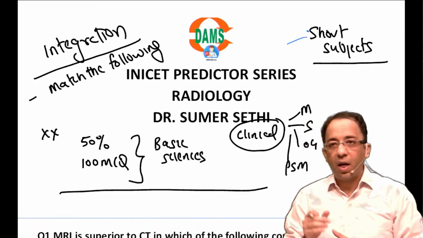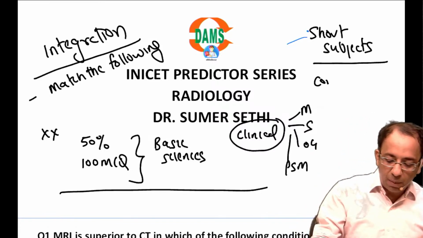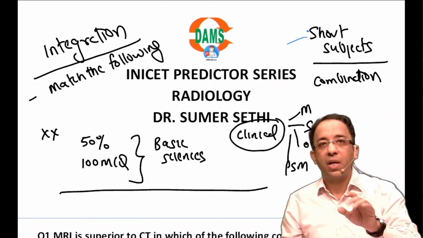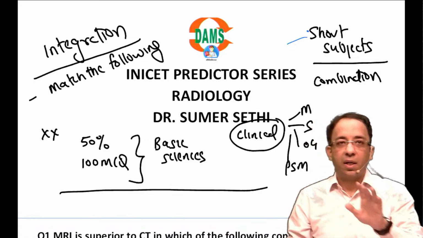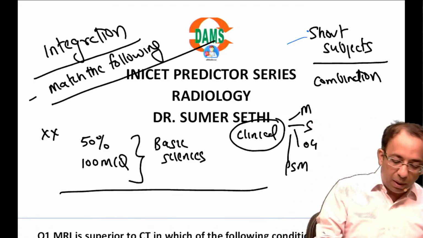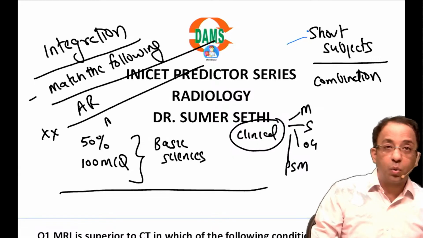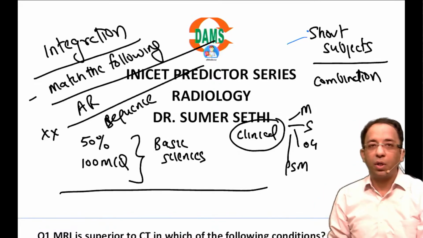The second thing is, they will give you a combination type of answer question, where the answer will be 1 plus 2 is correct, 1 plus 2 plus 4 is correct, like that. And the fourth pattern that they use is assertion reasoning, and a pattern called arrange the following in sequence. Arrange the following in sequence.